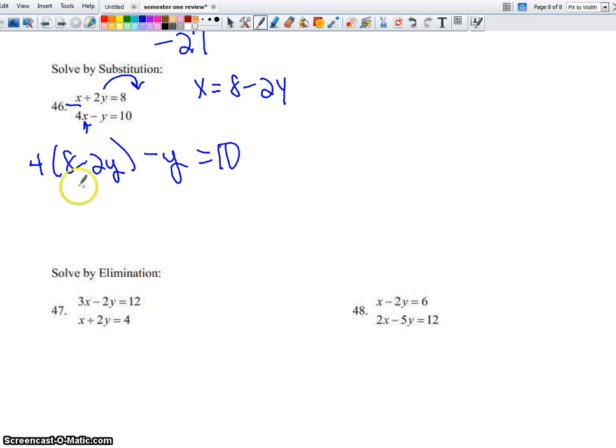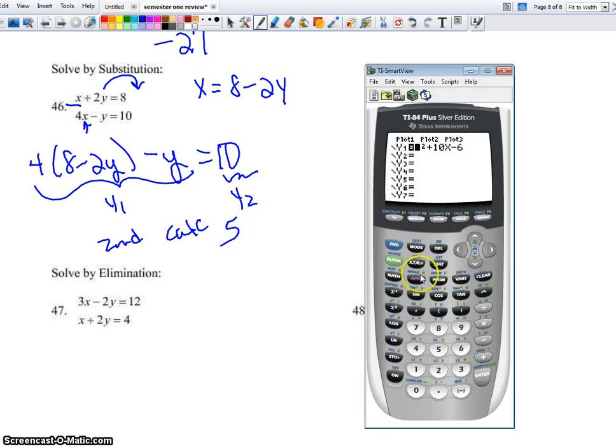I showed you when we were doing these, if you put everything before the equal sign at y1, and everything after at y2, then you can do second calc 5 to figure out what your answer is. So go to y equal, clear it out. Okay, let me clear this and start over. 4, open, 8, minus 2x, close, minus x, and then at y2, we have 10. And then we're going to do second calc 5.